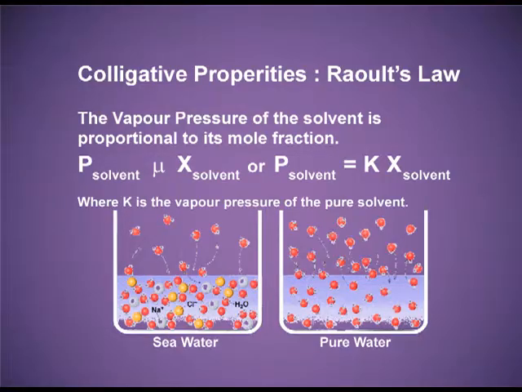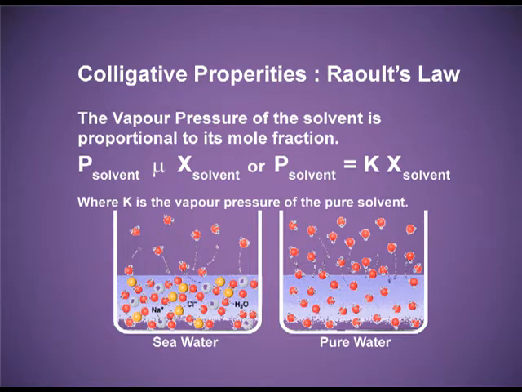Just see this picture. In picture A, you can see that it is sea water, and sea water has many salts. You can see the red balls, these are water molecules, and the yellow and white balls are some salts. Now, due to these salts, the water molecules are in lesser number on the surface and they are getting little chance to escape. So, in the vapor state, the number of water molecules is less.